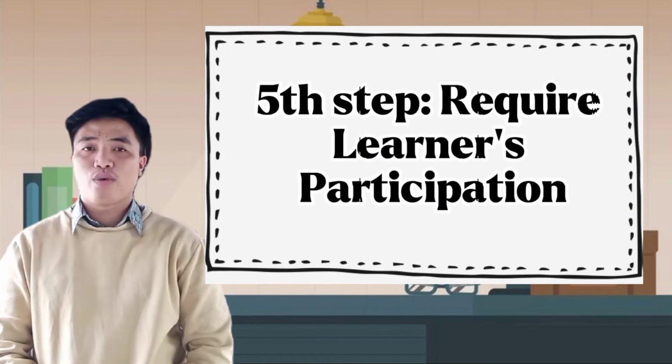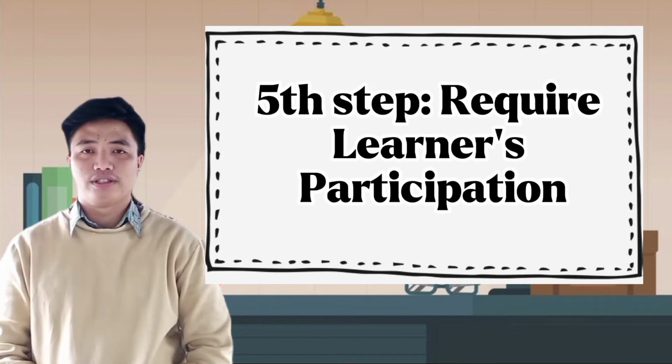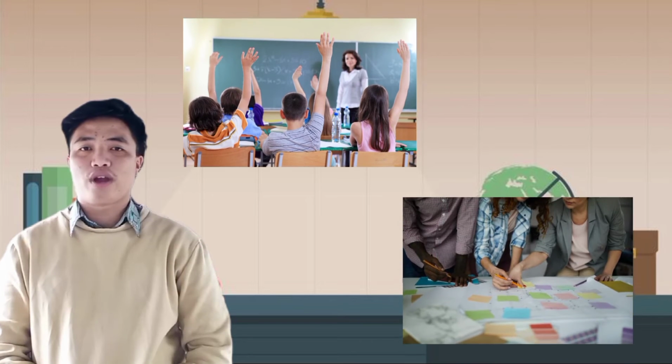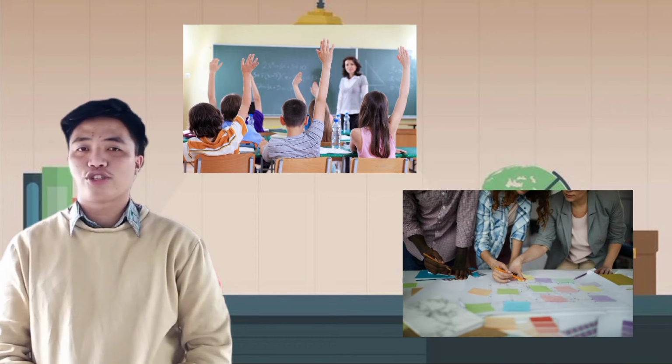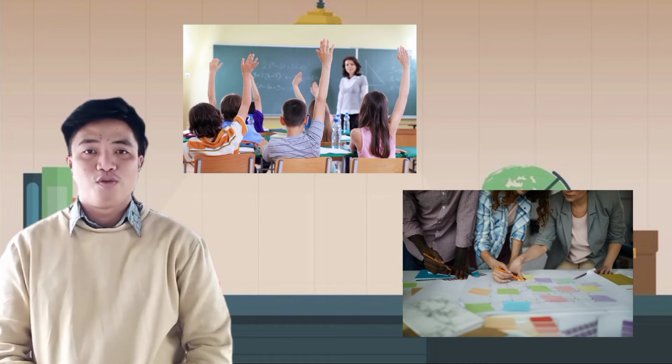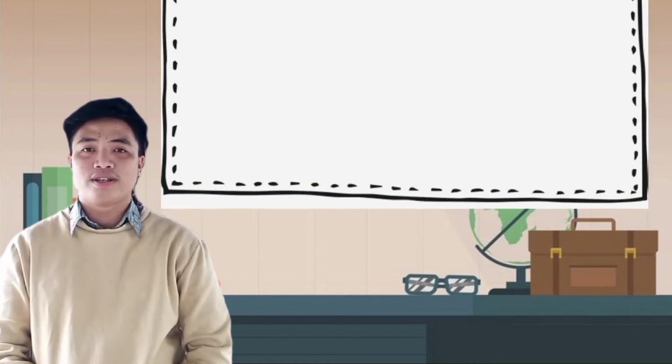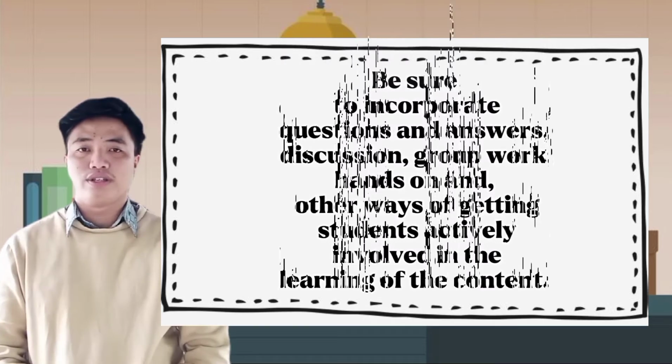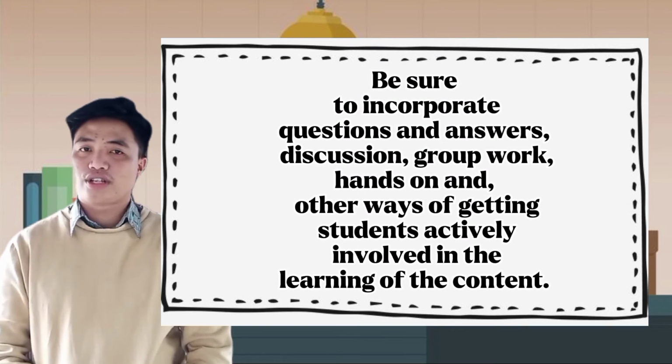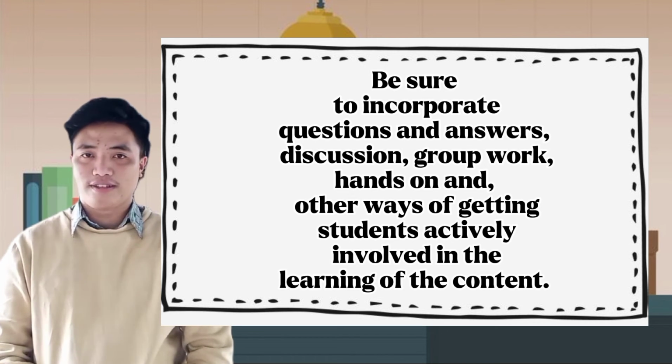Fifth step requires learner participation. This step requires you to describe how you are going to get each learner actively and individually involved in the lesson. Whatever your teaching strategies, be sure to incorporate questions and answers, discussions, group work, hands-on activities, and other ways of getting students actively involved in the learning of the content.